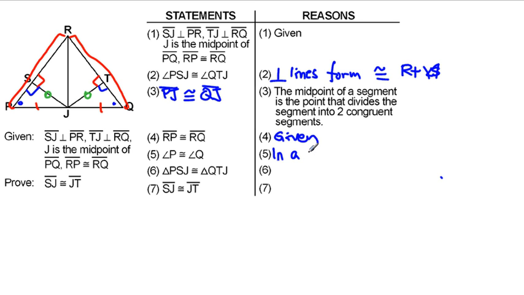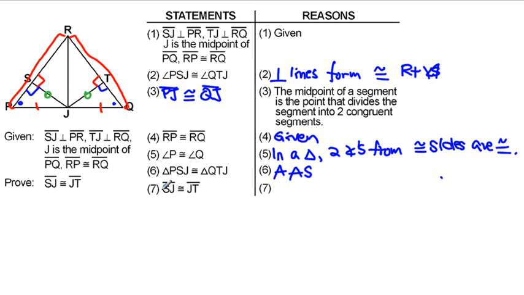In a triangle, two angles opposite congruent sides are congruent, simply put. Now, those two triangles are congruent by, as we mentioned earlier, angle, angle, side, which gives us SJ and then JT would be congruent by CPCTC. All right, so that was number 4. Let us move on to number 5.